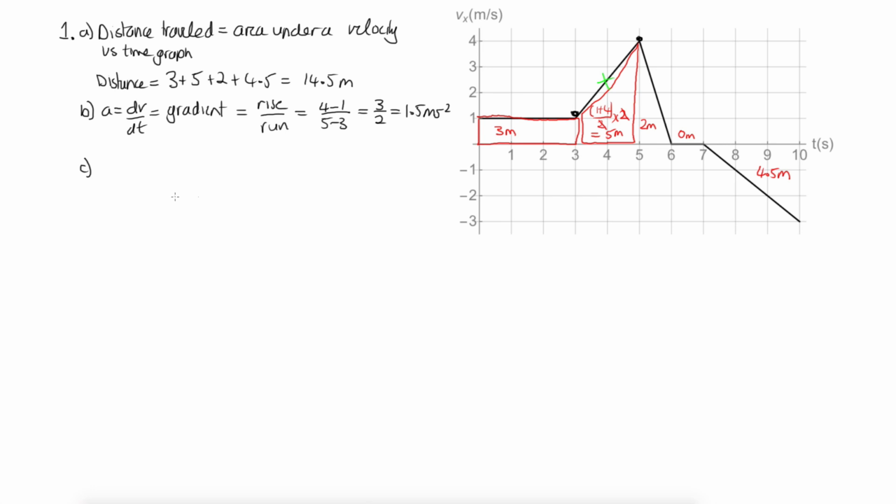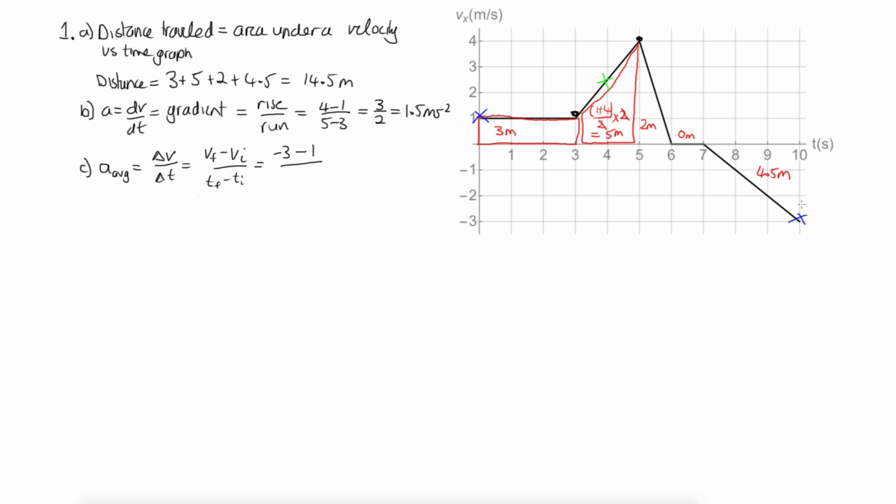Part C then asks, what is the average acceleration of the object over the 10-second interval? So for average acceleration, we do the total change in velocity over the total change in time. So the final velocity minus the initial velocity over the final time minus the initial time. The final velocity, that is this value here, and the initial velocity is this value here. So we can see the final velocity is minus 3. The initial velocity is 1, so minus 1.